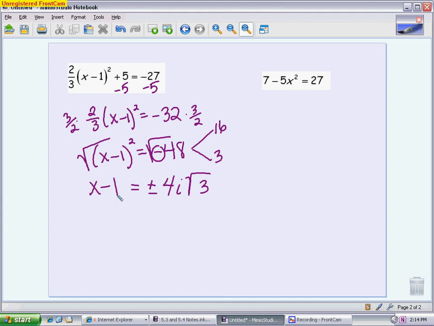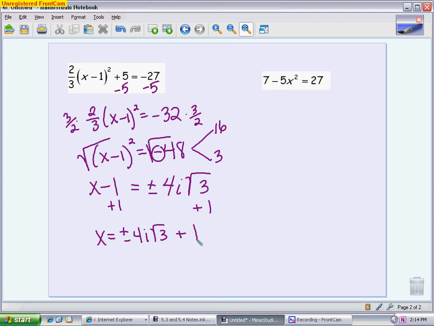Notice I'm not done. I'm close. I have to get x by itself, so I'm going to add 1 to both sides. So my final answer is plus or minus 4i radical 3 plus 1. Again, I cannot add those together. One has a radical, one doesn't. One's imaginary, one's not. So we're going to leave our answer like that.